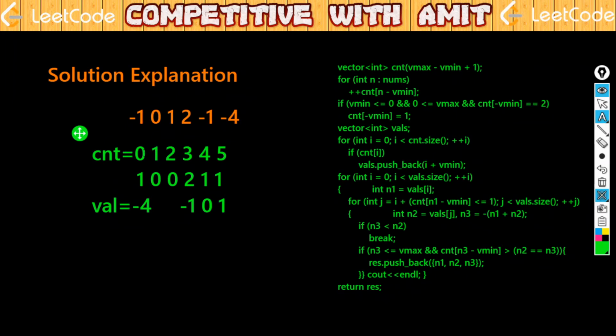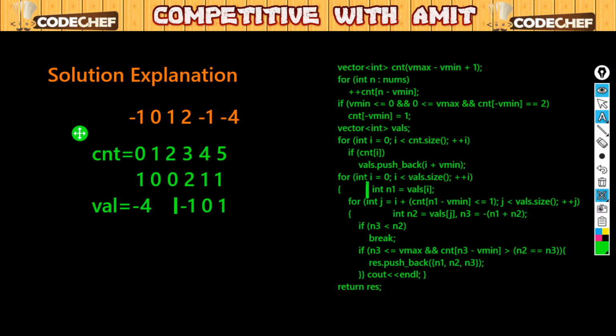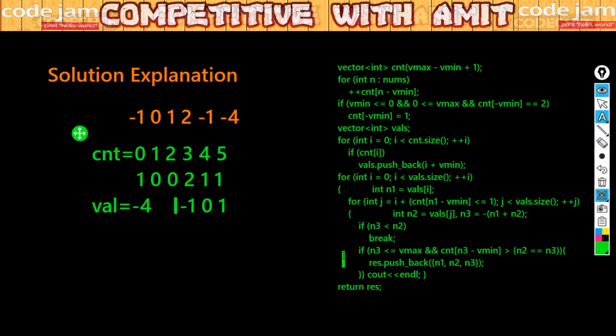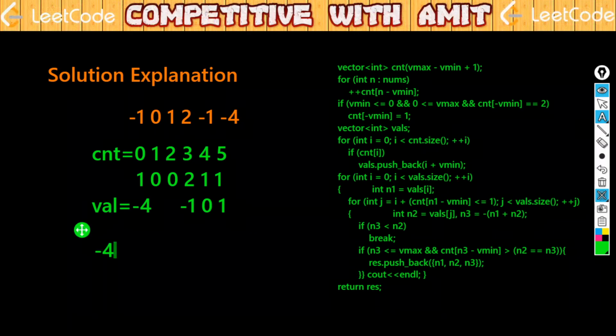So till now we have initialized our first array and our second array, and now our main code comes into action, in which I have iterated over all the values, each value from vals. So first of all -4 we will iterate. Now we will consider this as n1.